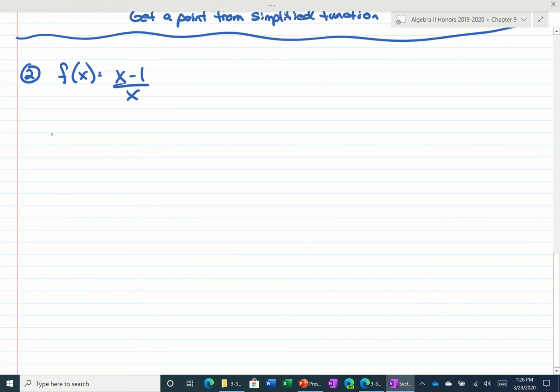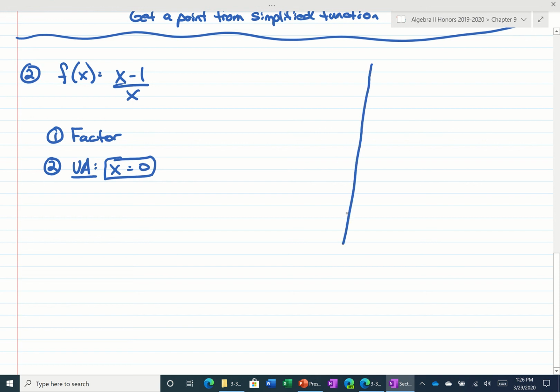The problem looks like this. Step number 1, we can't factor. Remember, if we factor, we get holes on the graph. We'll talk about that more tomorrow. Second step is to get the vertical asymptote. We set our denominator equal to 0. So that's pretty easy. I'll go ahead and set this up. The denominator is going to be x equals 0.